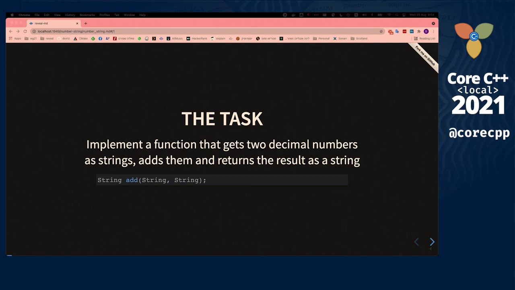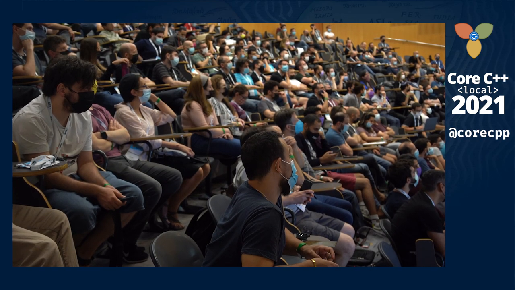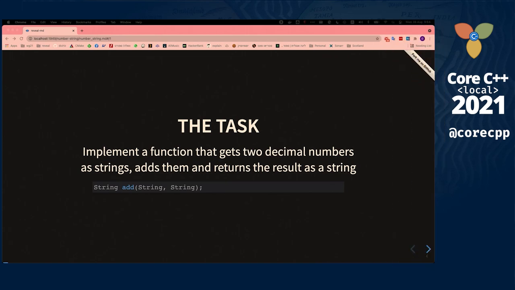So let's say we're given this task. Maybe you've been given something like this in one of your first job interviews. The task is to write a function that gets two numbers represented as strings, converts them to numbers, adds those two numbers, converts the result back to a string, and returns that to the caller. The numbers can be integral or floating points, depending on what the user will choose.